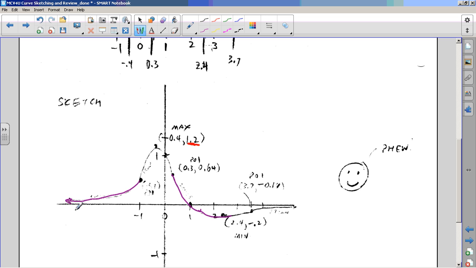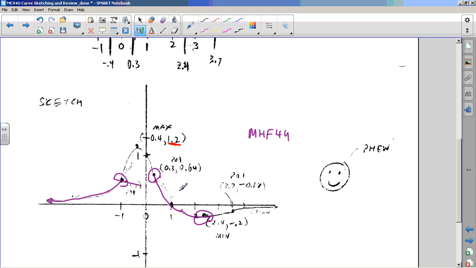That's a pretty interesting function. See, we didn't do those in MHF4U because there's lots of things that we would have trouble actually calculating, like points of inflection and so on. There's another point of inflection there. And now I'm happy because I got through it all. No, that's not a function. This is MCV4U now.